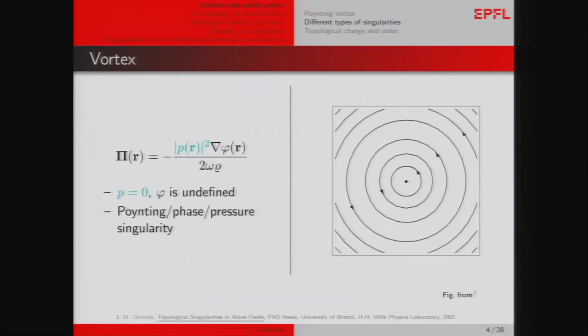So first, a vortex. We have here this p squared, and if this p squared goes to 0, then the phase is not defined, because you know the pressure is an absolute value times the phase. So we have a singularity of the pressure, a singularity of the Poynting vector since it goes to 0, and then a singularity of the phase. If you plot streamlines of those singularities, here you have p equals 0 at this point, and around it you will see streamlines doing circles.